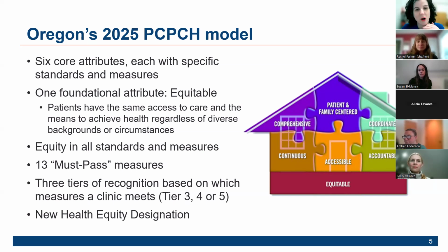So even if you don't feel like you can achieve the health equity designation, or it feels a bit out of reach and a little more aspirational for you, also just know that you're still doing great equity work just by implementing the standards, because we do have equity components built into the entire model. So know that you're still doing great work, even if the designation might feel a little out of reach right now at this point.